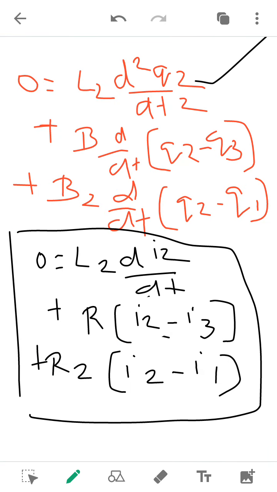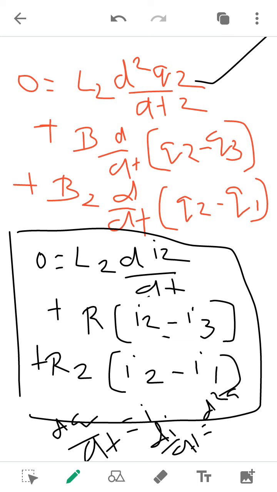So like this. And we know that dq by dt is equal to I, and di by dt is equal to d squared q by dt squared. So we have substituted the same things and we have obtained the second order differential equation for a series RLC circuit like this.